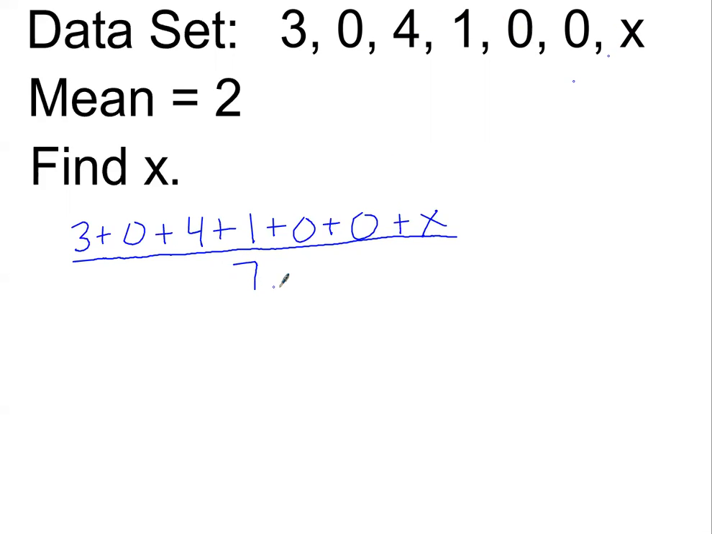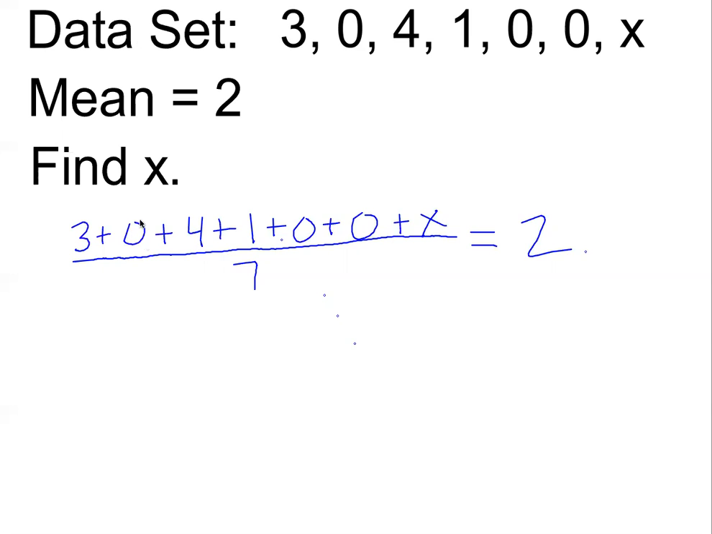you divide by 7. Some students ask me, do we need to count the zeros when we divide? Yes, 0 is a data value. It means that Gizmo didn't jump up on the table. So we've got to count that as a data value when we divide in our divisor. Okay, and instead of saying that's equal to the mean, we know what the value of the mean is. It's 2. So we have this situation.